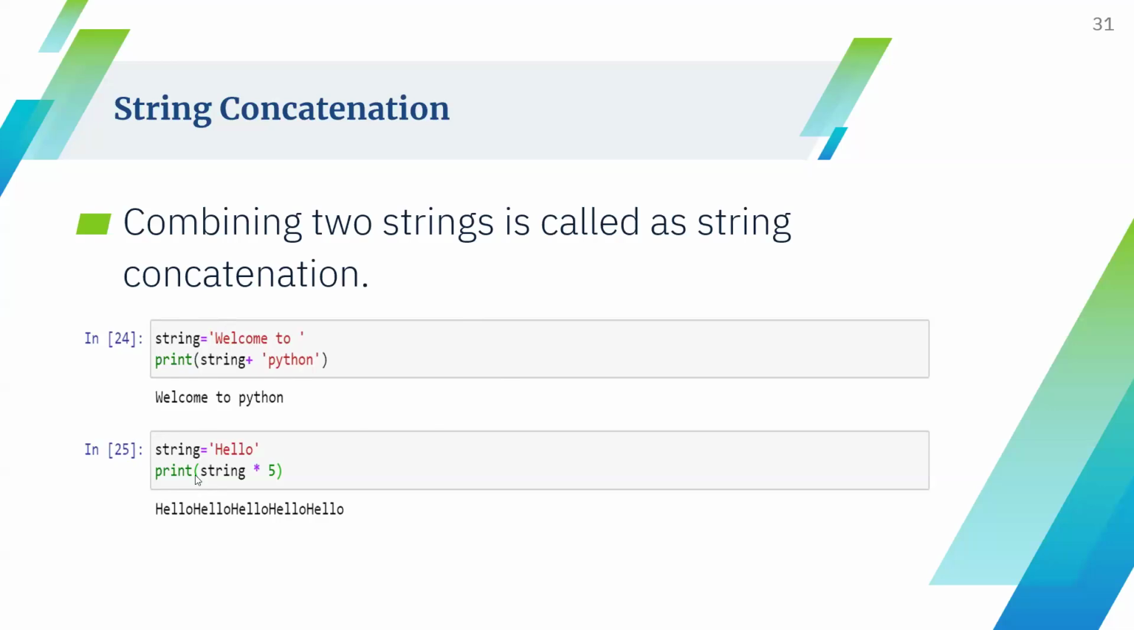And now see here, we're going to have string hello. I want to print hello 5 times. In that case, I'm going to say print string into 5, so hello will be printed 5 times. Now see, I'll show the demo, you can understand.